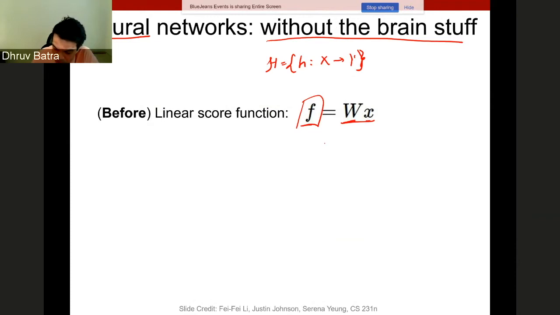Here is my question to you. Can I replace this by two matrices? If I just do two matrix multiplications, it is more computation. Maybe it is even more parameters. But can W2 times W1 times X represent more functions than W transpose X? I'll pose that as a question and pause for a second.